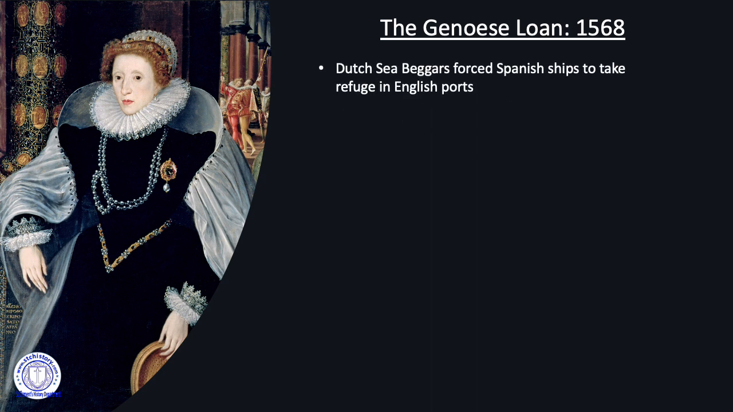So the gist of it is, as we said before, the Dutch sea beggars have forced Spanish ships to take refuge in the English ports. They've been attacked whilst there. Then the sea beggars have gone into English ports into hiding. Elizabeth has allowed this, so Philip is essentially accusing her of working with these sea beggars.